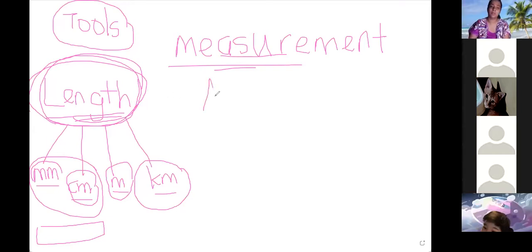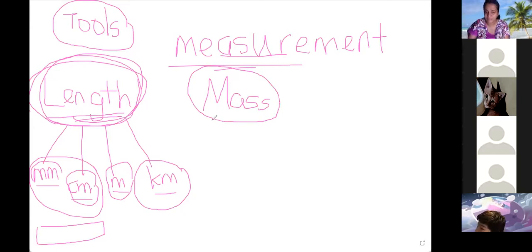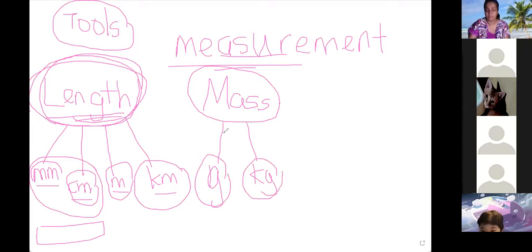How about measuring mass, your body weight? When you want to measure the mass of an object or your body or anything, you want to see how heavy it is. For that, you use two units here. No need to complicate yourself so much: grams and kilograms. These are the units used to measure mass, to measure how heavy.